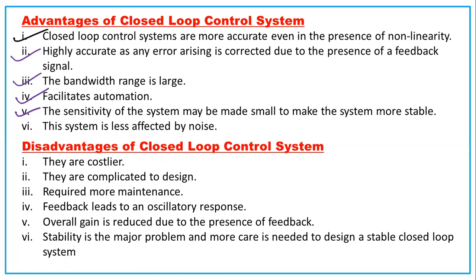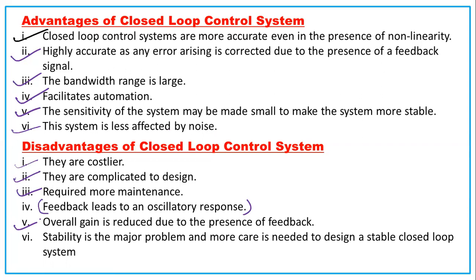So we give the input, and it is more focused on giving the desired output more precisely. This system is less affected by noise. Disadvantages: the control system becomes very complex, it is more costly, complicated to design, and requires more maintenance. Feedback leads to an oscillatory response. That is very important. You'll study in detail about oscillation and all. Overall gain is reduced due to the presence of feedback.